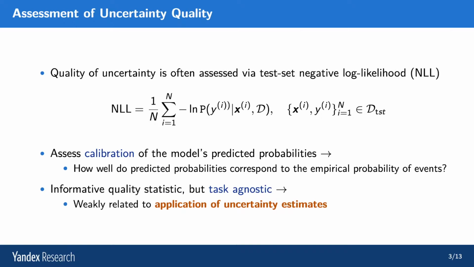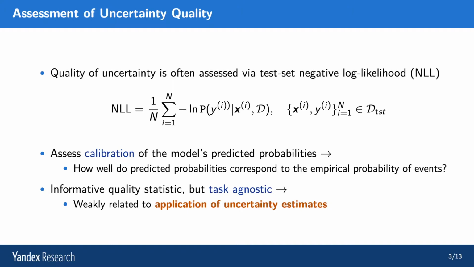Now, one of the standard ways of assessing uncertainty is via test set negative log likelihood. Essentially, it is the average negative log likelihood of members of a test set. It essentially asks the question of how calibrated the model's probabilities are. How well do the model's probabilities correspond to empirical probabilities of events? If negative log likelihood is lower, it means that the model thinks that the test dataset is more likely, and therefore its assessment of uncertainties is better.